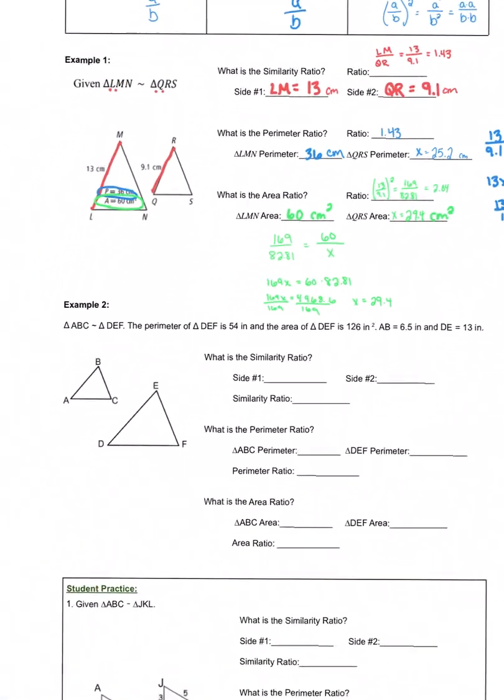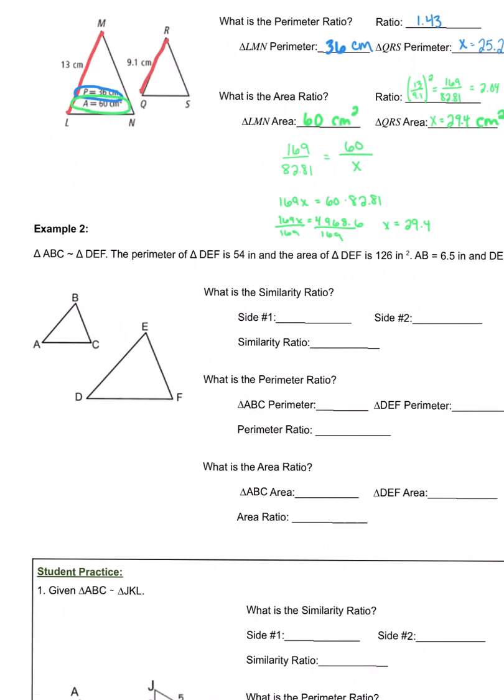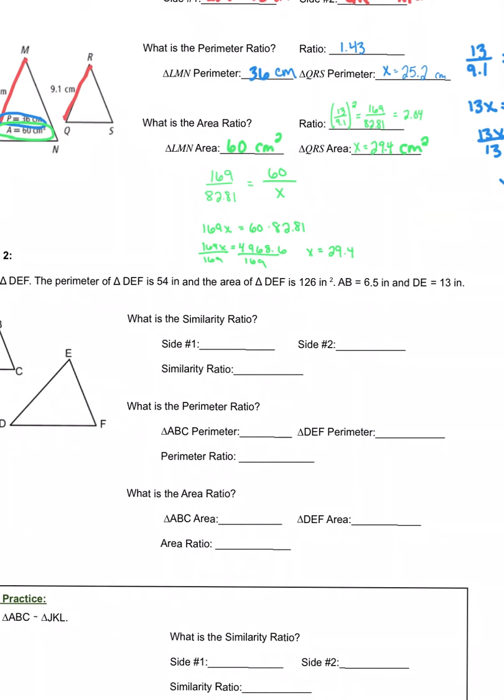Let's try another example. If triangle ABC is similar to triangle DEF, the perimeter of DEF is 54 inches, and the area of triangle DEF is 126 inches squared. AB is 6.5 inches, and DE is 13 inches. So we're going to use that information. I'm going to take that and label it on my pictures, just like it was already labeled for me before.